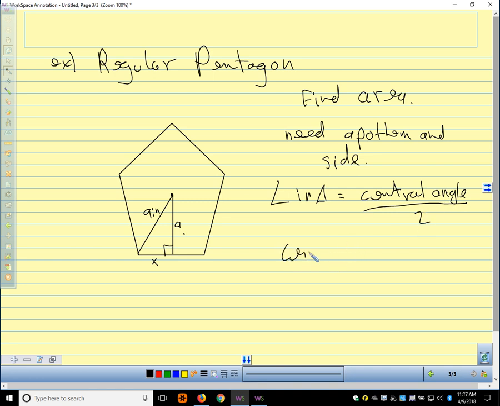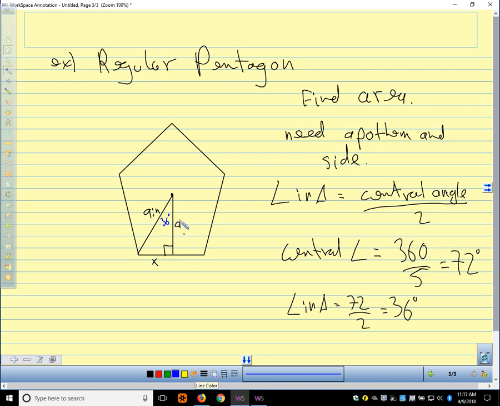The central angle is 360 divided by 5, which is 72 degrees. So the angle in the triangle, 72 divided by 2, is 36 degrees. So I'm going to put that in there in the triangle, 36 degrees. Well, now we can use this triangle with Sohcahtoa to find both of those pieces.